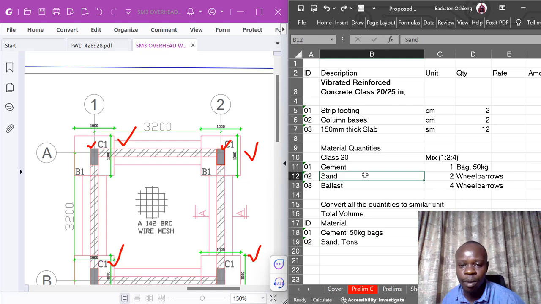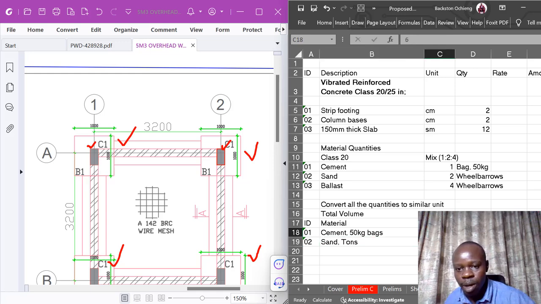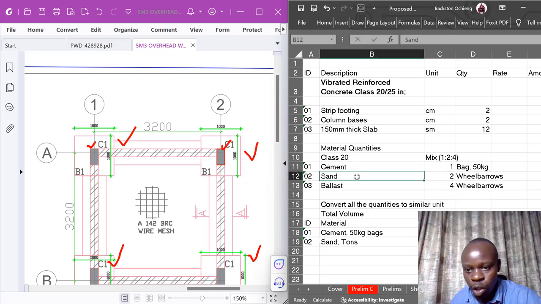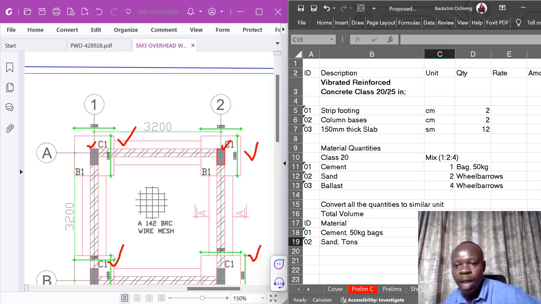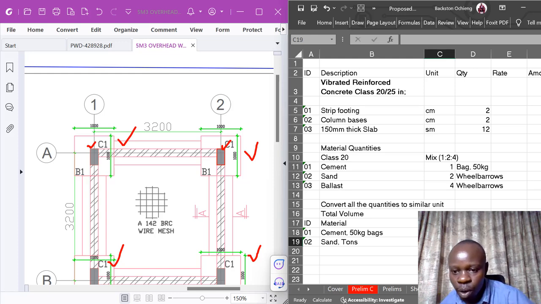tons. So we are talking about tons, and according to the ratio, we come back to the ratio here. The ratio is stating that for every 1 bag of cement we are supposed to consume 2 wheelbarrows of sand. So that means on every cubic meter, what do we have? This is now 6, then we multiply by 2.